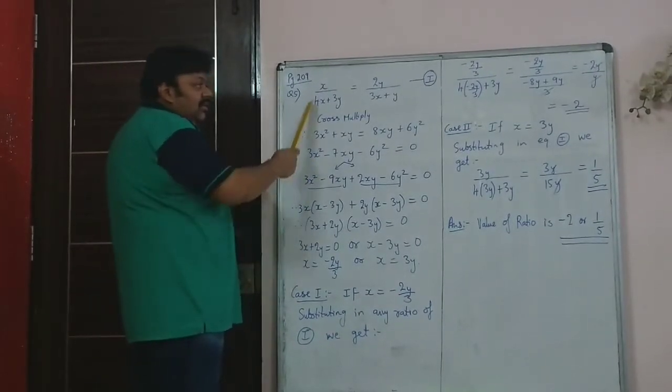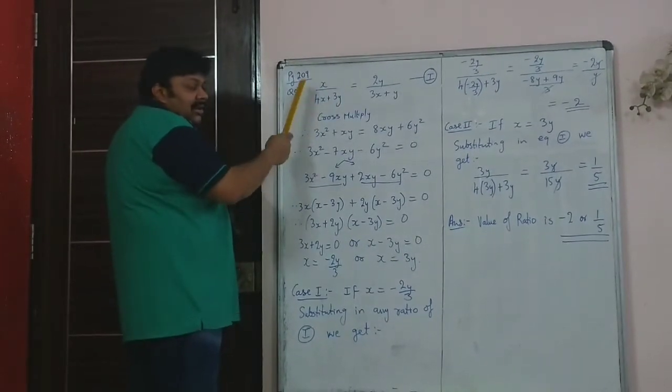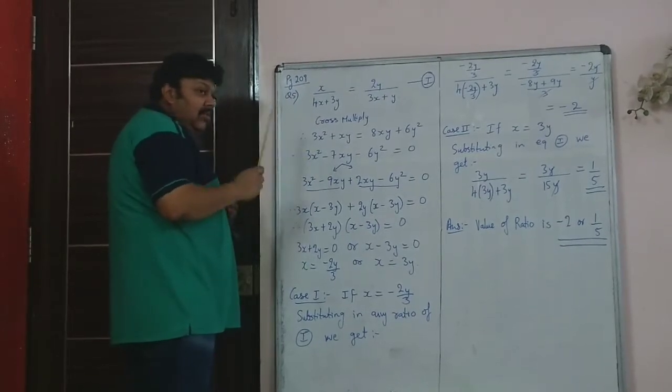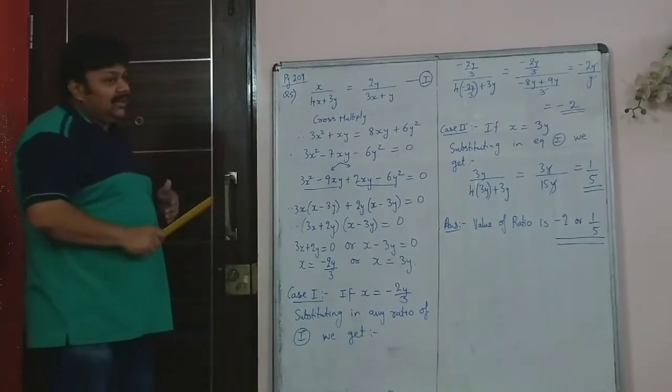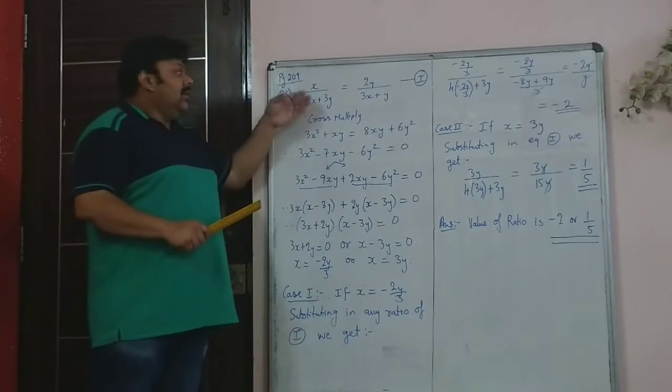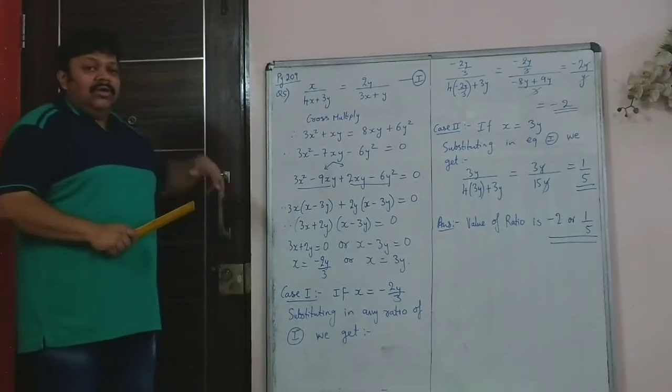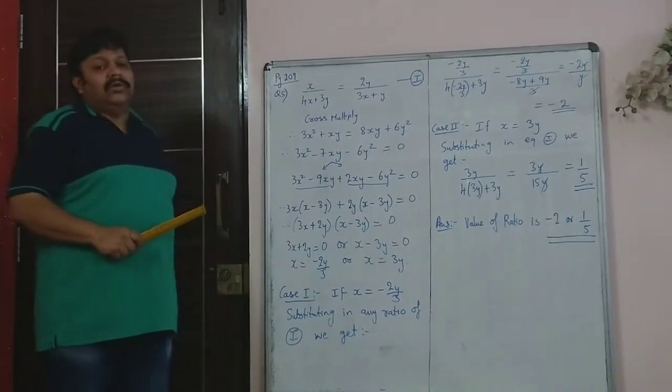Why are we doing this? See, here there are two variables. But had the numerator and denominator both been in terms of the same variable x or y, then that x would get cancelled and you would have got the value of this ratio.